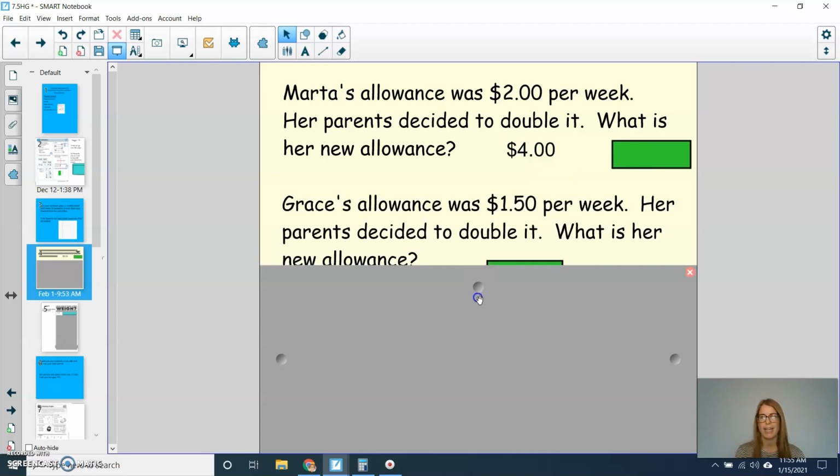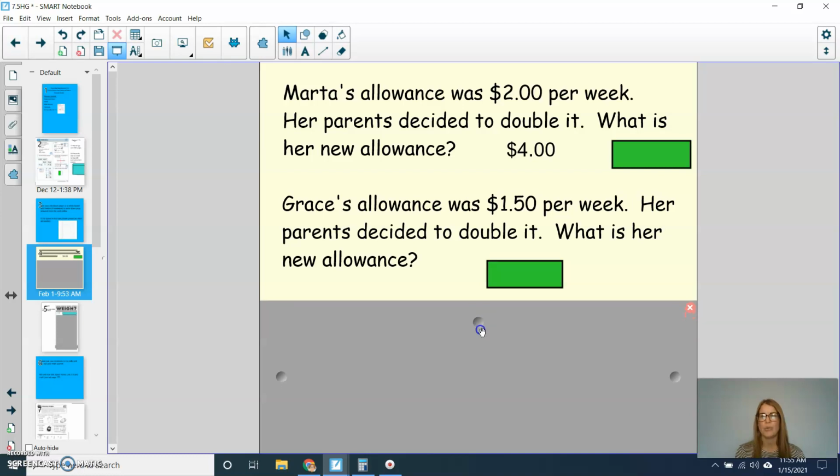Let's try another problem like that. Grace's allowance was $1.50 per week. Her parents decided to double it. What is her new allowance? Press pause and play when you're ready to check. All right, second graders, I know that if I had 50 cents plus 50 cents, that would get me to $1. And then if I have $1 plus another dollar, that would bring me to $2. So I have $2 plus 1 more to bring me to $3. So $1.50 doubled would be $3.